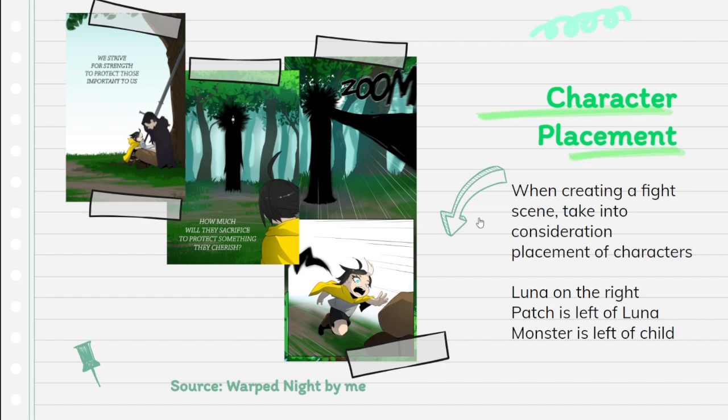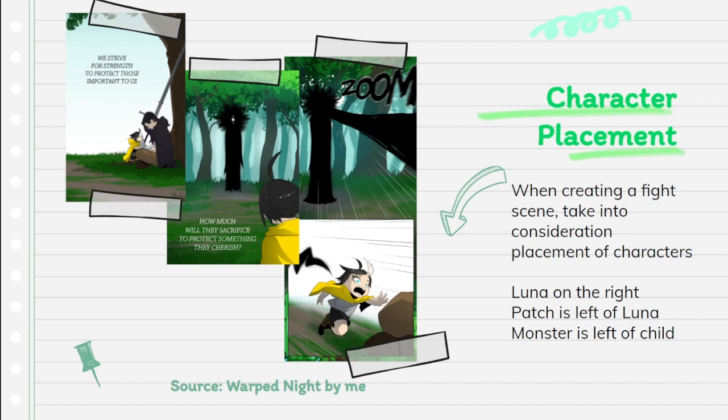In the example shown here, Luna, the one holding a great sword, is on the right, while Patch, the child, is on the left. Now, on the next panel, a monster appears and is drawn on the left side of Patch. When the monster attacks, it is attacking towards the right, which is the location of Patch. And where does Patch run? He runs to the right where Luna was.